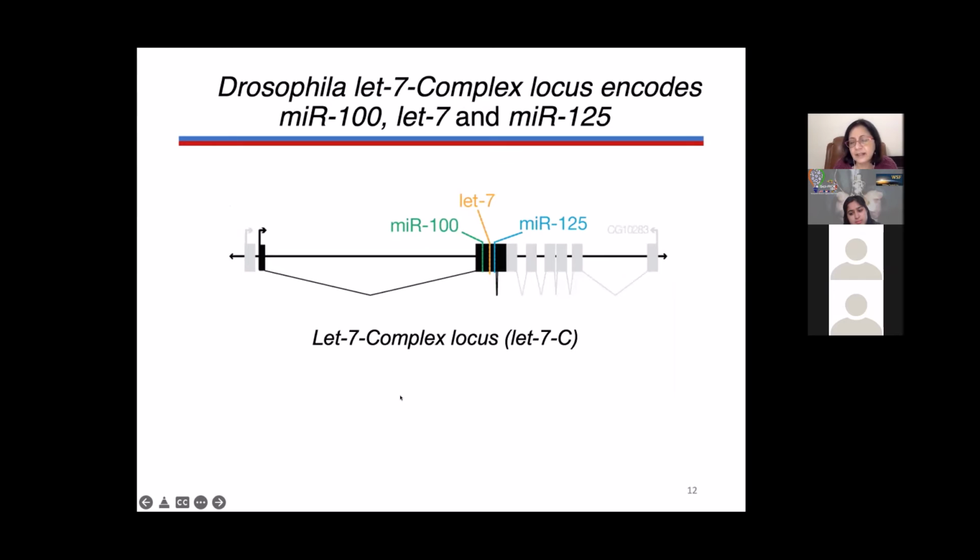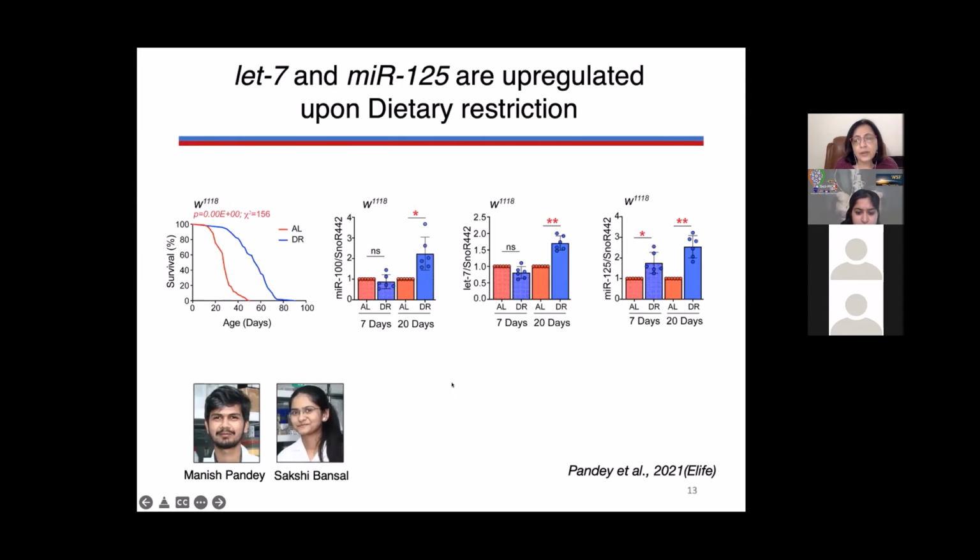One of the genes that my group recently worked on and analyzed is the LET7 complex locus in fruit flies. It encodes three ancient and highly conserved microRNAs, MIR100, LET7, and MIR125. We initially found by small RNA-seq that LET7 and MIR125 levels increase with dietary restriction. We've recently published a story in eLife, and these are the two lab members who did most of the work. Manish was the lead author, and Sakshi Bansal helped him.